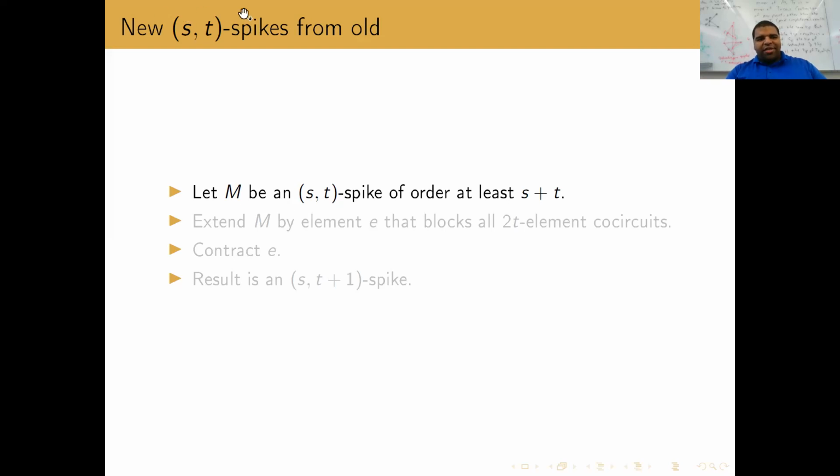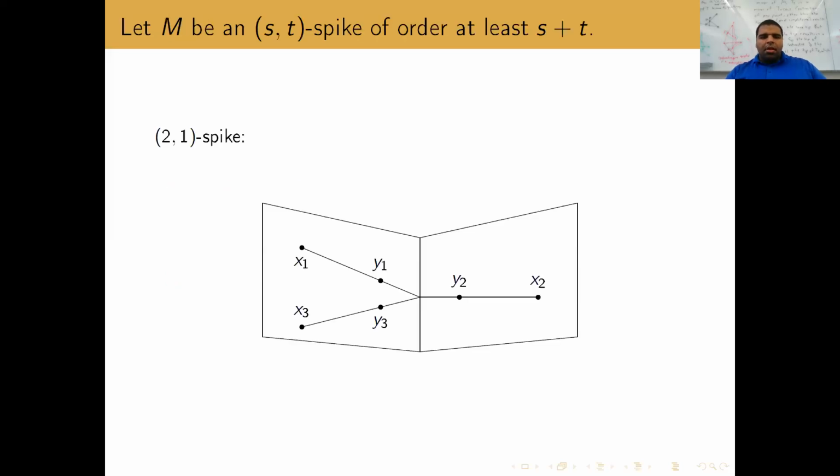So I've entitled the slide New ST Spikes from Old. So I'm going to let M be an ST spike of order at least S plus T. And you can see here that where I'm going to go eventually is I'm going to have an S, T plus 1 spike. So just increase the value of T by 1. Okay, so here is an ST spike with at least S plus T pairs, so order at least S plus T. And here's that 2-1 spike again, so it's got at least 3 pairs.